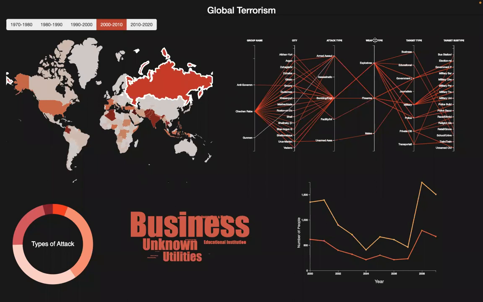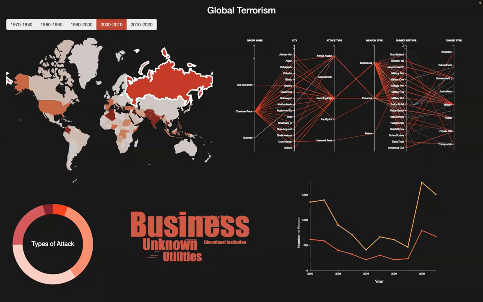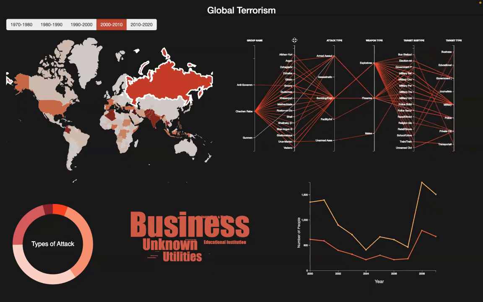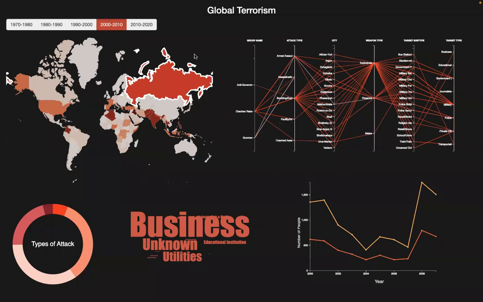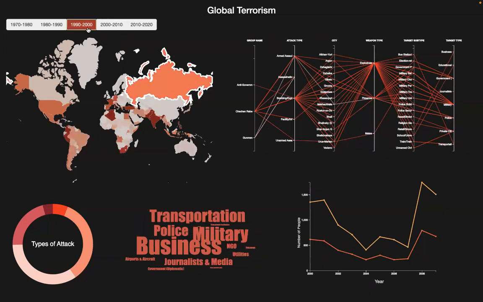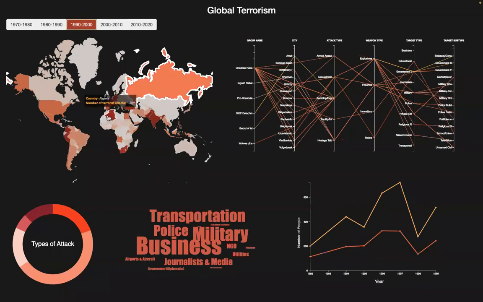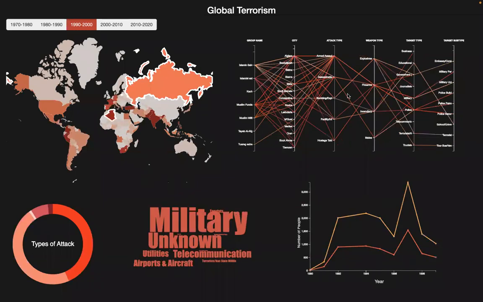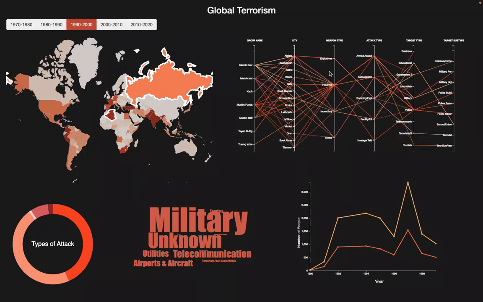Moreover, the parallel coordinate plot also supports axis reordering, meaning we can actually change the order in which the axes are present. So, for example, let's say I change my time period to 1990 to 2000, and I select the country Algeria. Just by looking at it, it may not be obvious if a certain weapon type was used more than others. But if I just reorder this axis and bring it here, we can see that most of the attacks in this country were carried out using firearms.